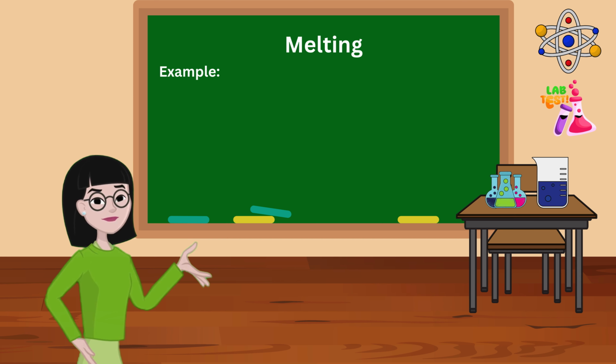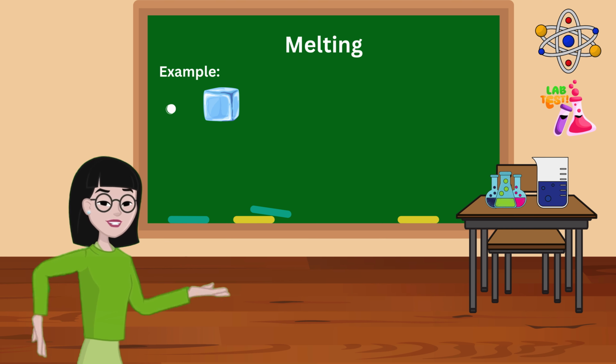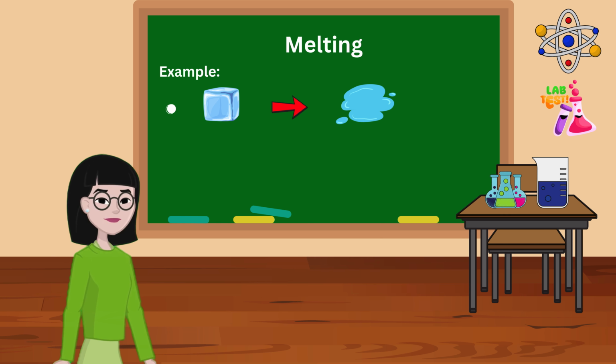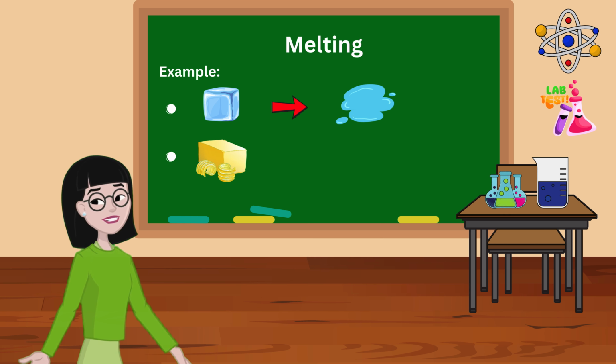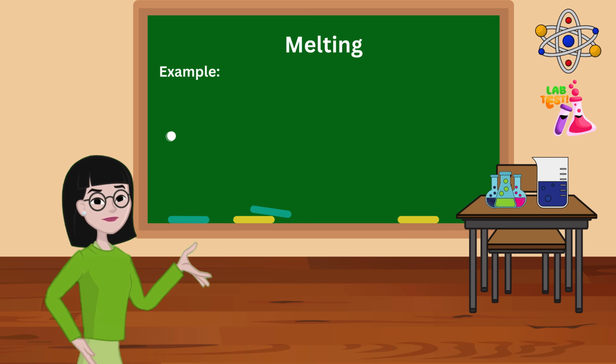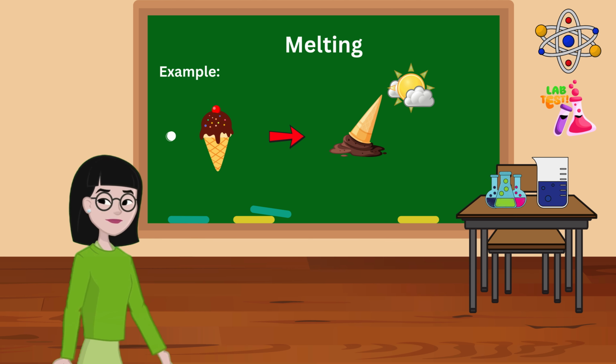Here are some examples. First, an ice cube melting into water. Second, butter softening in a hot pan. Next, ice cream melting on a warm day.